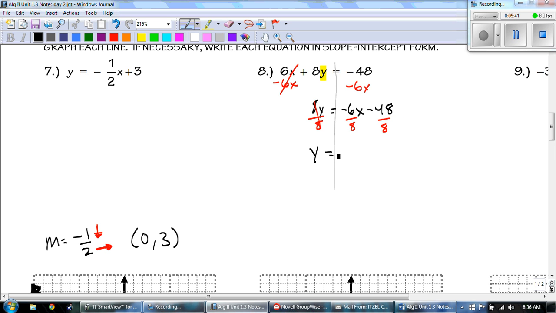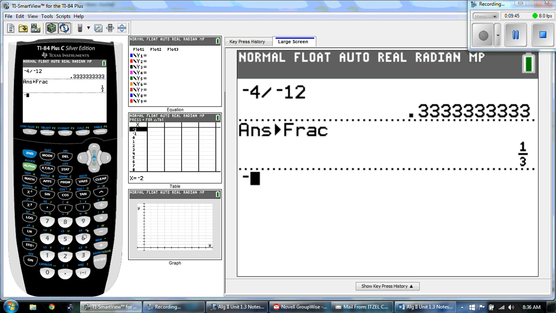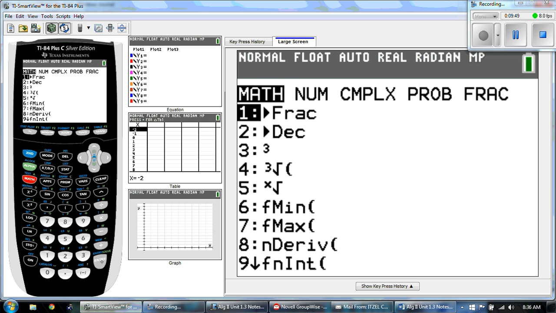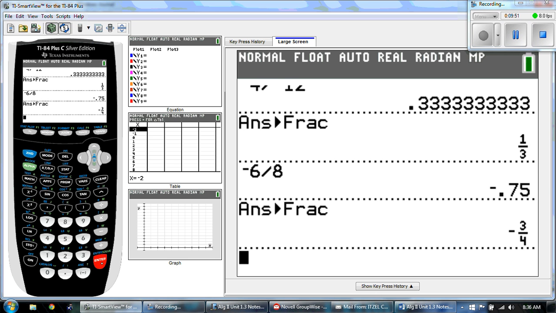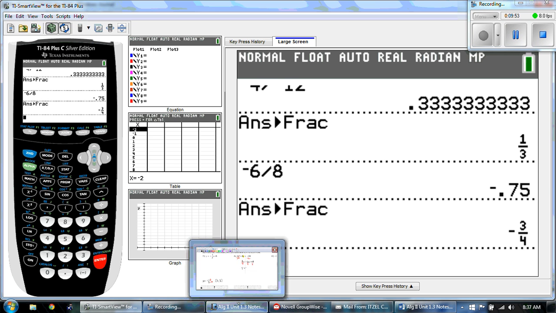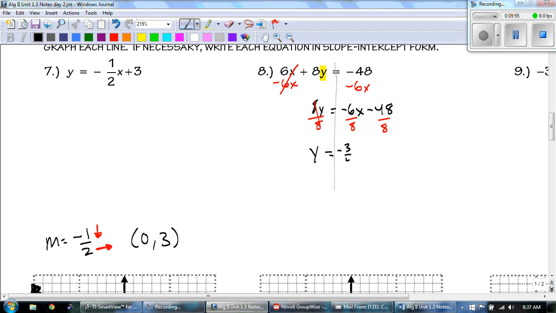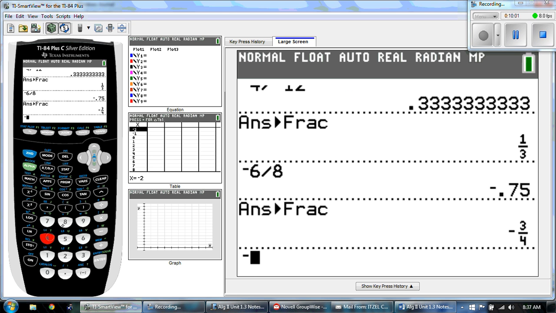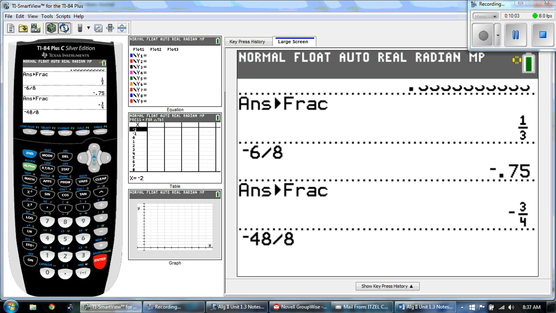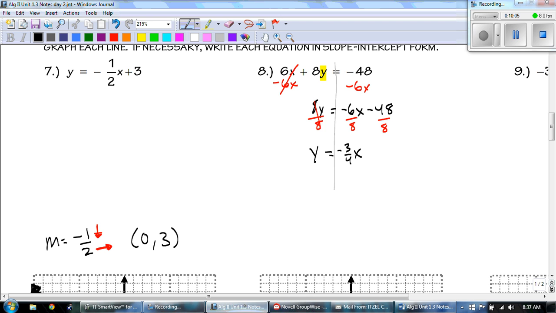And we get y equals negative... do you know what negative 6 divided by 8 is? Well, if you don't, divide it and go Math, Enter, Enter to get negative 3/4. And then negative 48 divided by 8, hopefully you guys know that. Negative 48 divided by 8, we get negative 6.